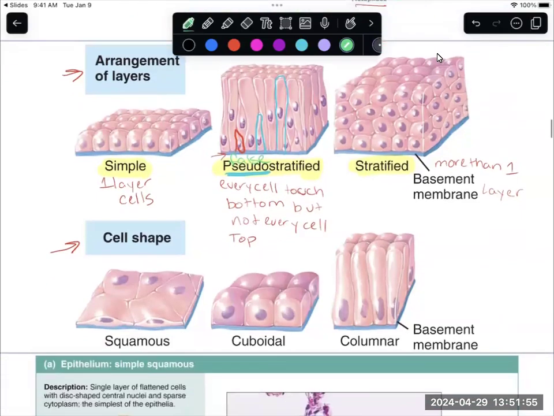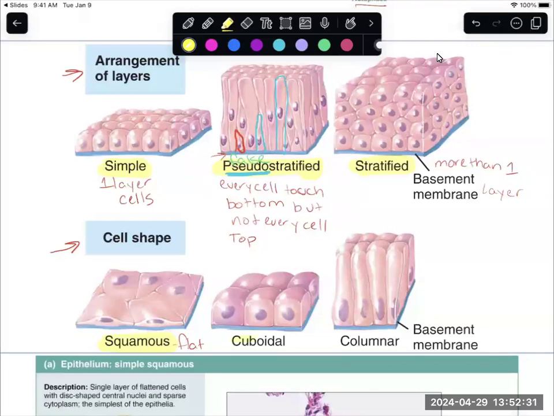Now let's look at cell shape. We have flat cells. Flat is squamous. Squamous means flat. This is your skin. This is a good example. The top layer, the visible part of the skin that you see is squamous cells. They are flat cells.